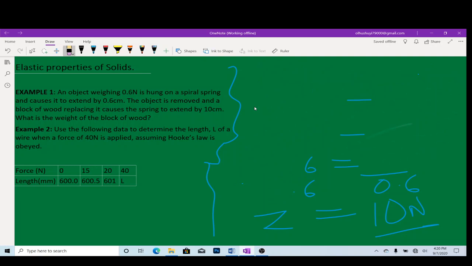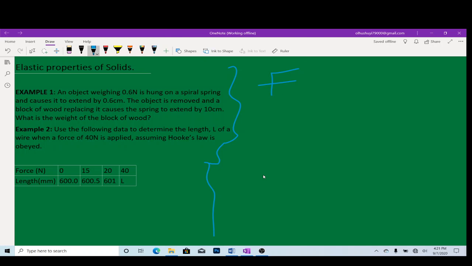Example 2 says: use the following data to determine the length L of a wire when a force of 40 newtons is applied, assuming Hooke's law is obeyed. Hooke's law, what does Hooke's law state? F, the force applied to a body, is directly proportional to the extension experienced by that body. That's just what Hooke's law states, and that's why F is equal to a constant times the extension.